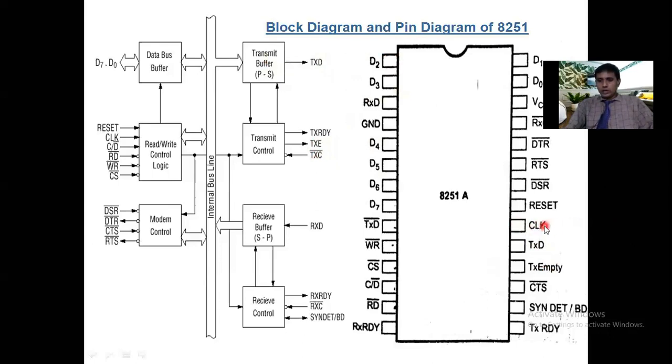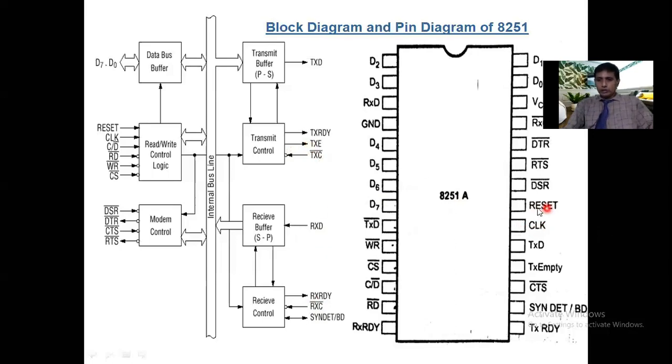Then clock. Generally the clock is an input pin, and with the help of the clock pin, the 8251 receives the clock signal from the external clock generator. Generally the clock frequency is at least 30 times more than the clock frequency range of TXC bar and RXC bar. So whatever the TXC bar and RXC bar clock range is, this clock must be at least 30 times more than the clock frequency of TXC bar and RXC bar.